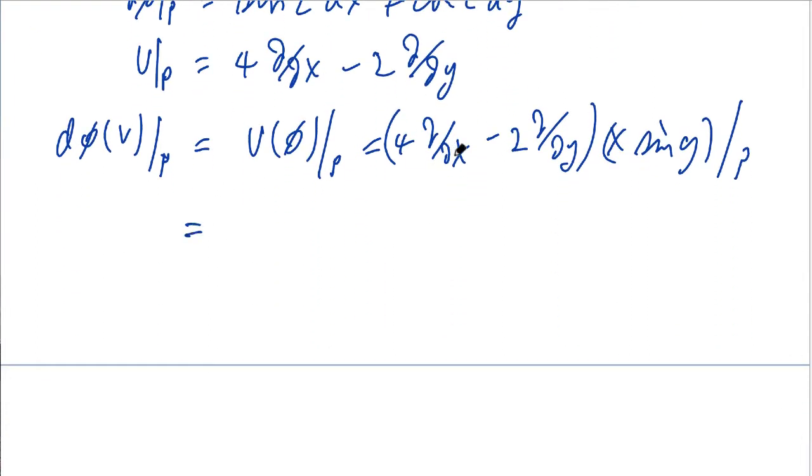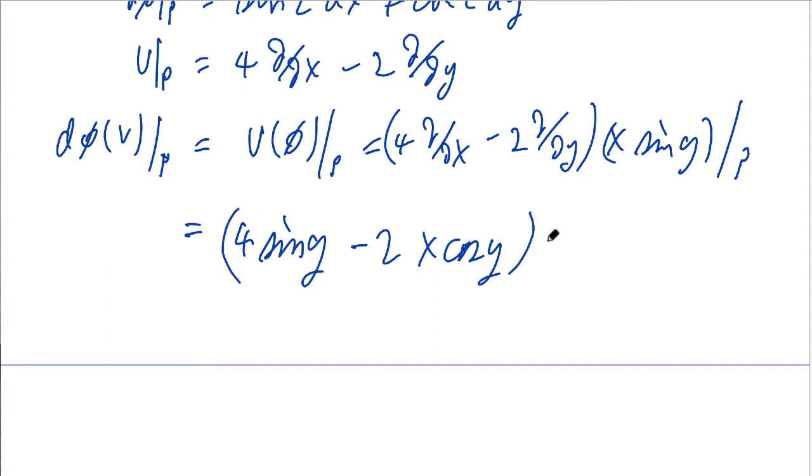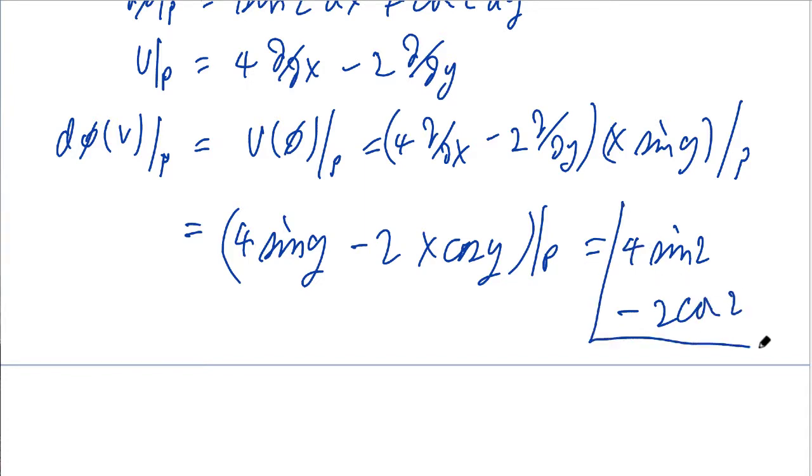Okay, simplifying this, we have 4 times the derivative of the function with respect to x, which is just sine of y, minus 2 times the derivative with respect to y, which is x cosine y. That's all at the point P. So that's equal to 4 sine of 2 minus 2 times 1 cosine of 2. Okay, so here's the number that we get when we let that covector act on the vector.